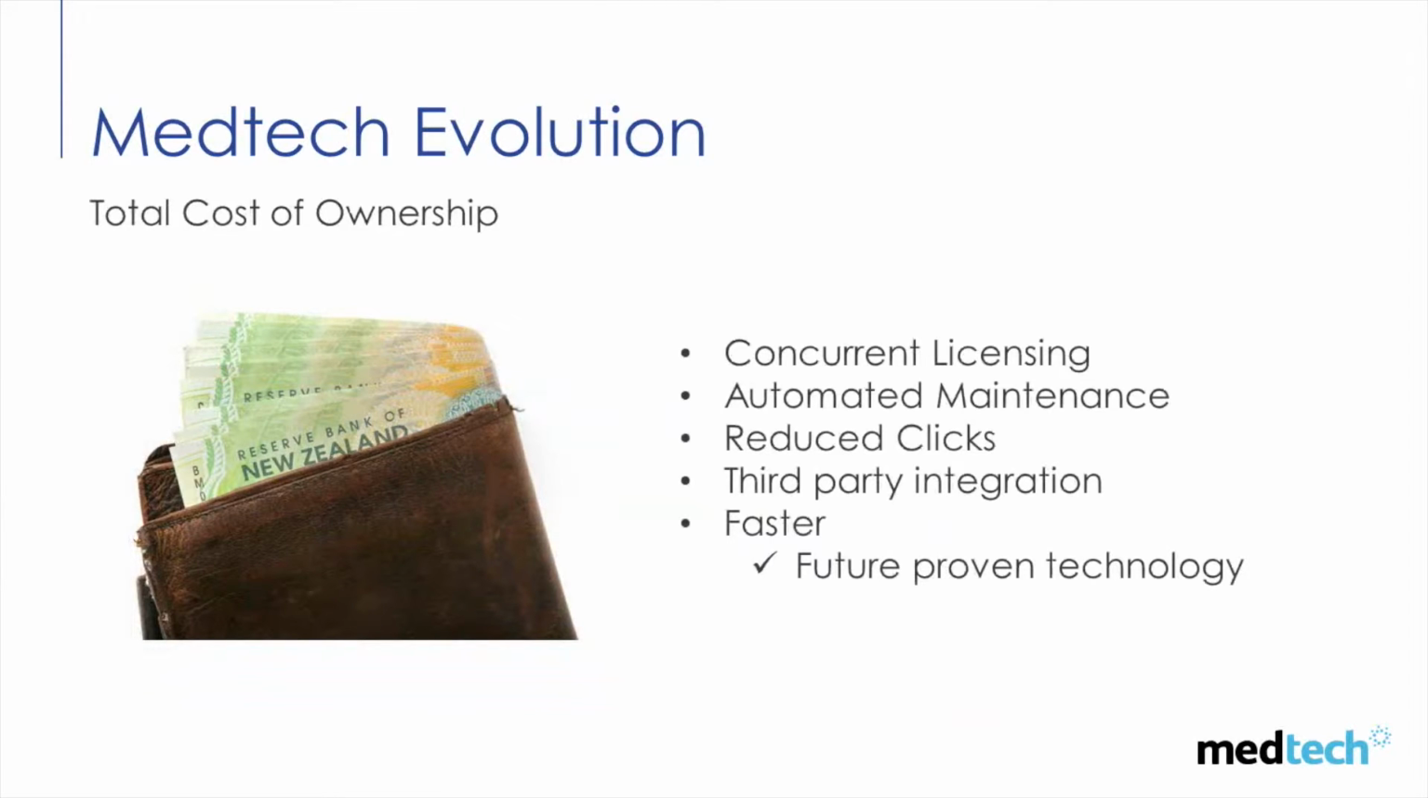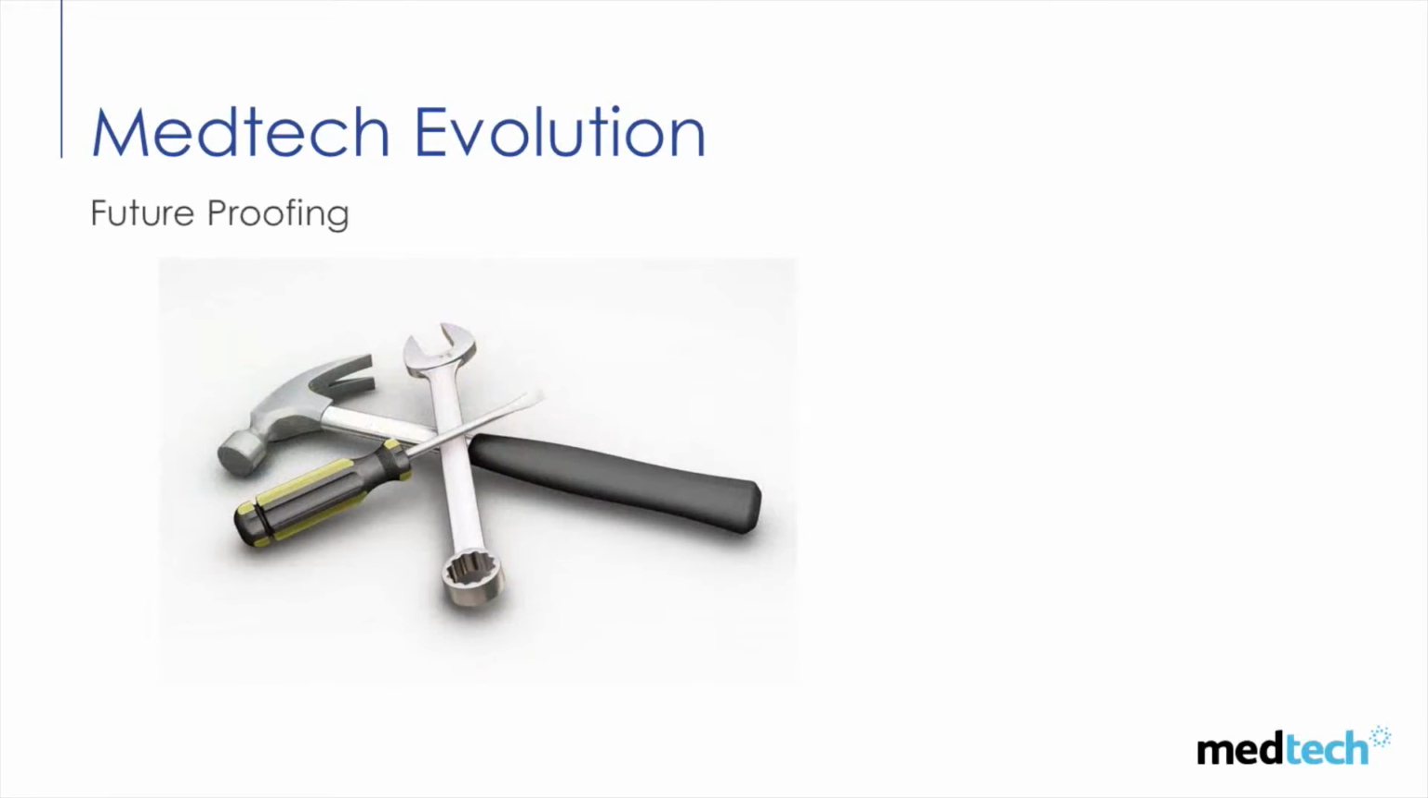In terms of the total cost of ownership, Evolution has a concurrent licensing model, so you only need to license for the peak of your use. No remote licenses are needed. This, combined with more automated maintenance, reduced clicks, improving productivity, seamless third-party integration, and a technology stack that improves speed and reliability, really makes Evolution an excellent choice. And if you're planning for the future, you really need to have tools for the future. So we believe Evolution gives you the tools for today with a view to planning for the future.